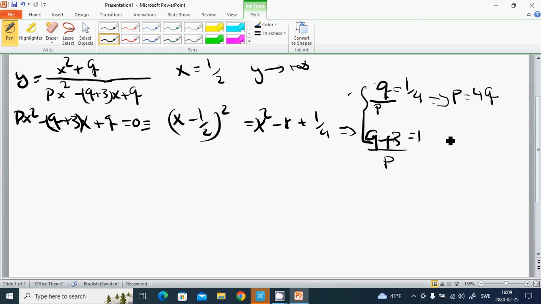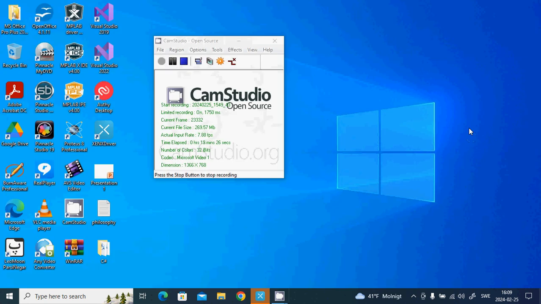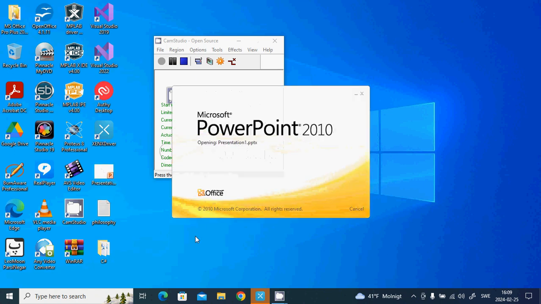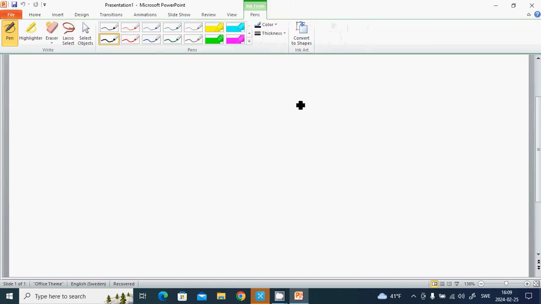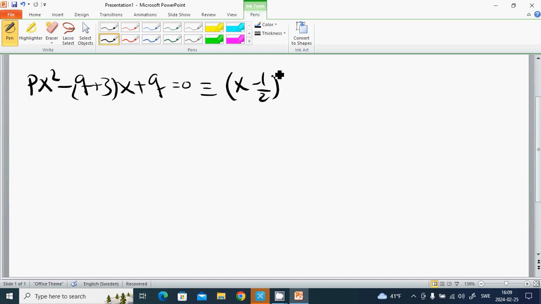And here is Q plus 3 is... the right tablet, and my hand touch it is going to be crazy. Okay, it was px² minus q plus 3x plus q equals to 0, is proportional to (x minus half) power of 2, which is x² minus x plus 1/4.